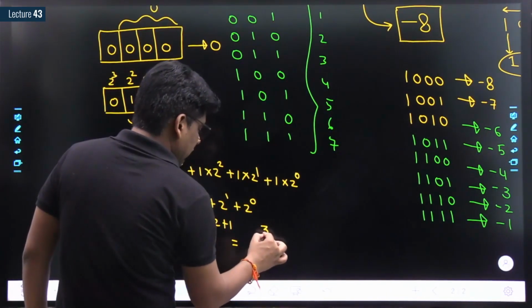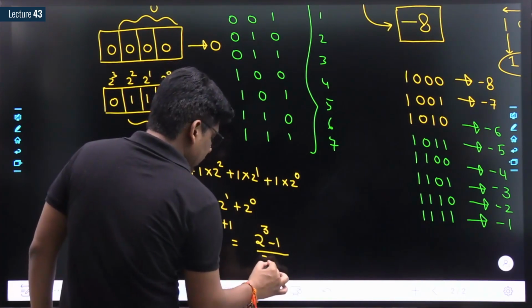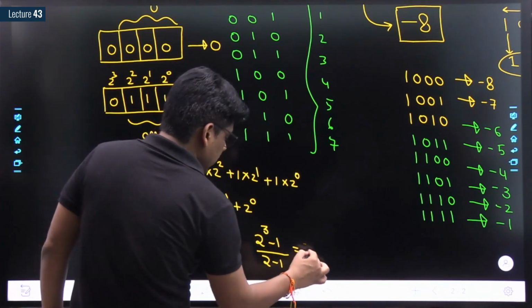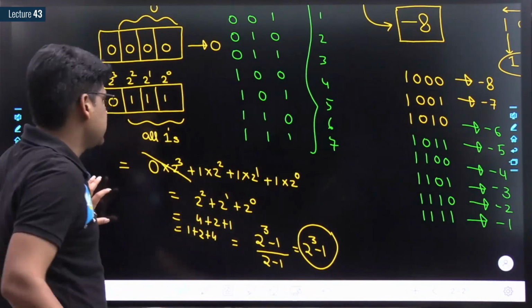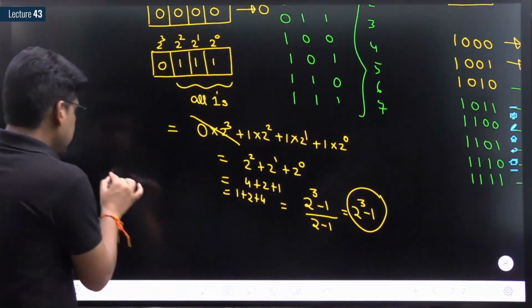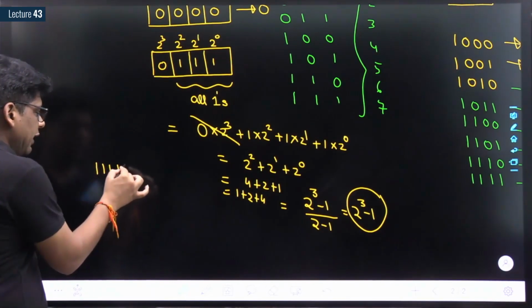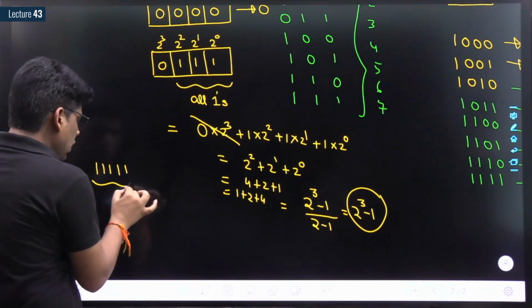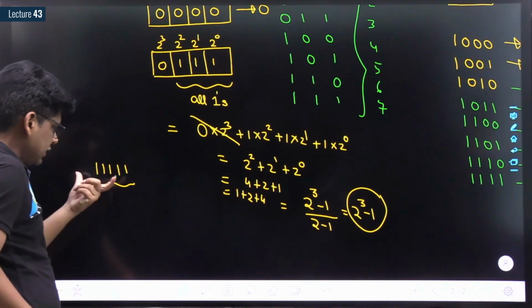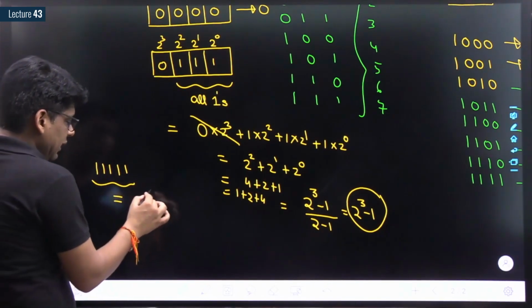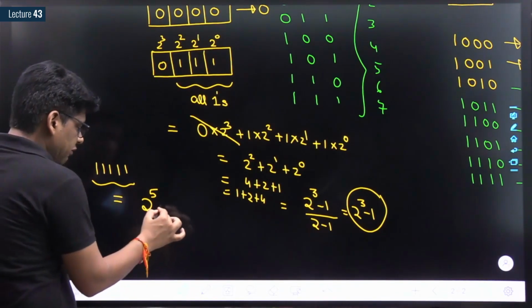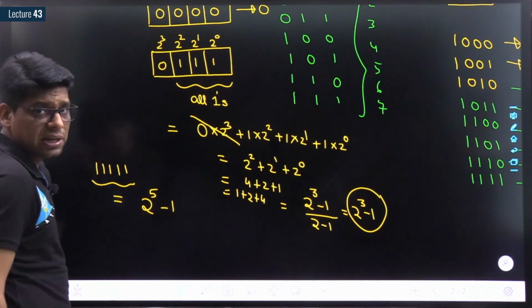Sir, 2 to the power number of terms minus 1 divided by common ratio minus 1. So what is the answer? 2 to the power 3 minus 1. Try to understand. Sir, if we need to find out the value of all ones, continuous ones, for example, these are 5 ones, what is the value? Sir, how many are they? 5. 2 to the power 5 minus 1 is the answer.